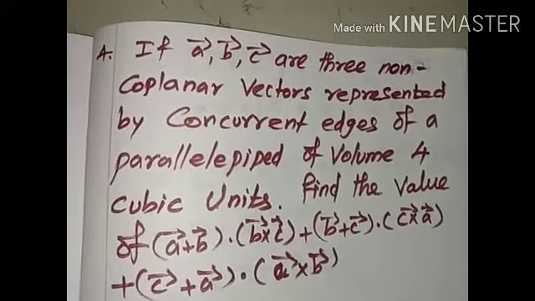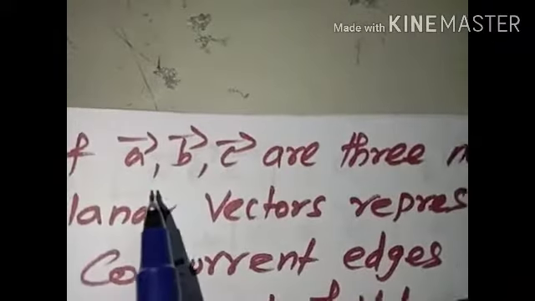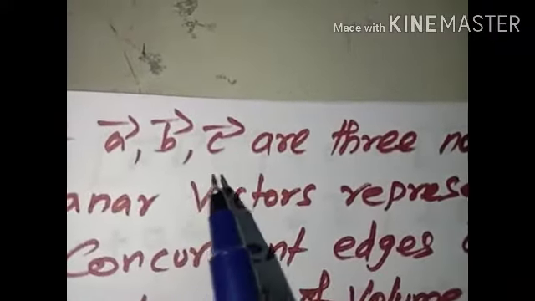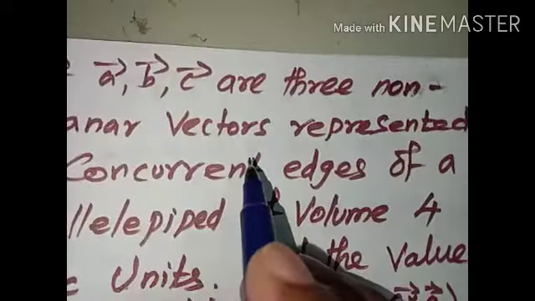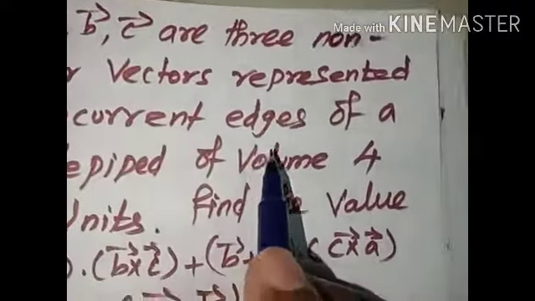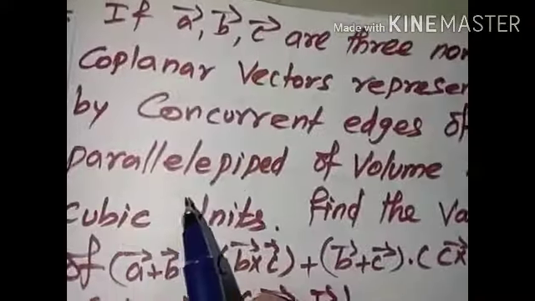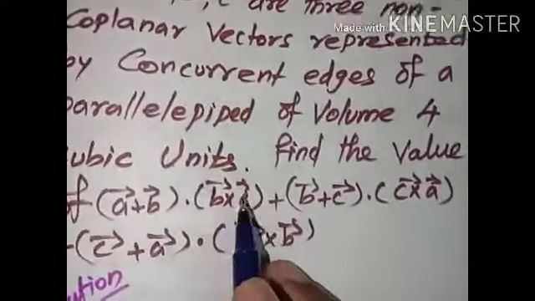Hi students, I am going to start exercise 6.2, the fourth sum. The fourth sum: if vectors a, b, c are three non-coplanar vectors represented by congruent edges of a parallelepiped of volume 4 cubic units.